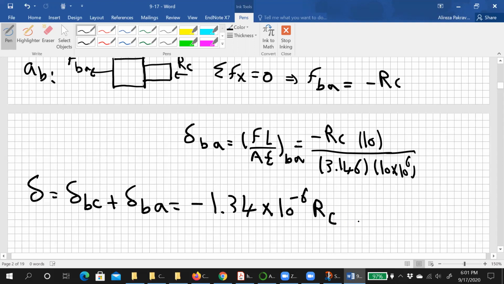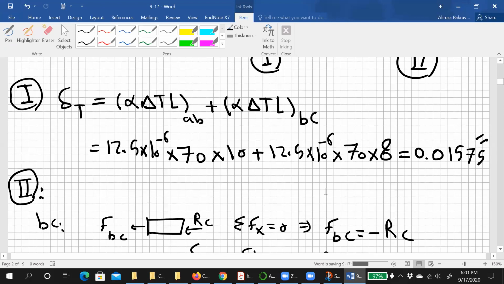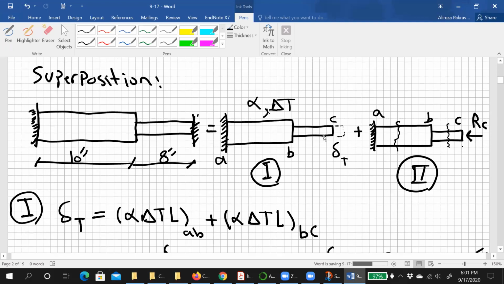Okay. So what is the next step? Equal to 0. Yeah, we have this delta from the second structure, and also we have this delta from the first structure. We should add together, right? And then equal to 0, because in reality we have the support here, right? Which means the deflection is 0, right?